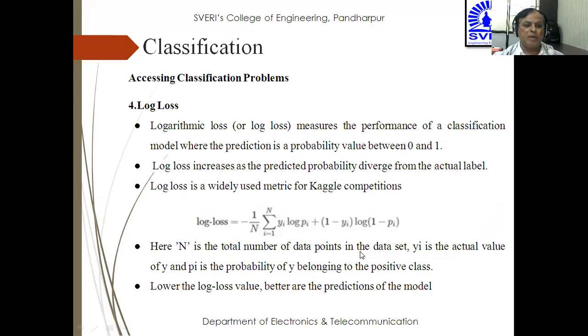It is given by log loss equals -1 by n, summation of i equals 1 to n, yi log of pi plus (1 minus yi) log of (1 minus pi), where n is the total number of data points in the data set, yi is the actual value, and pi is the probability of belonging to the positive class. A lower value of log loss means a better prediction. So that is what log loss is.